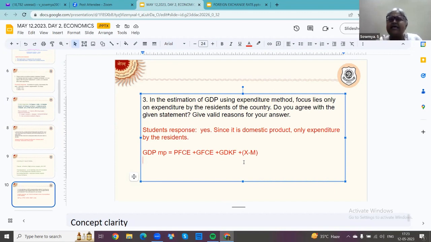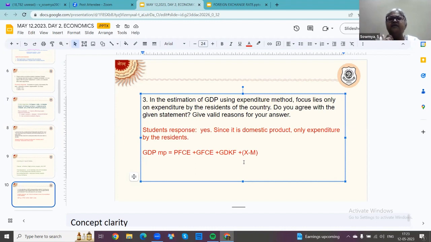When such questions are given, let them not get confused. Let them read it: in the estimation of GDP, okay, fine. I have to estimate GDP now, using the expenditure method. Oh, expenditure method. What comes to my mind? Write it down. Fine. Under the expenditure method, GDP MP will be equal to this. Very good. Then the focus lies on expenditure by the residents of the country. Is it so? Let me think. What are the expenditures given there? PFC, GFC? Oh yeah.